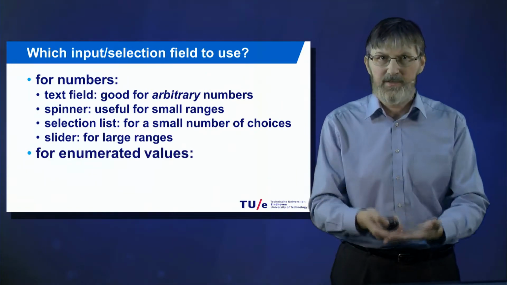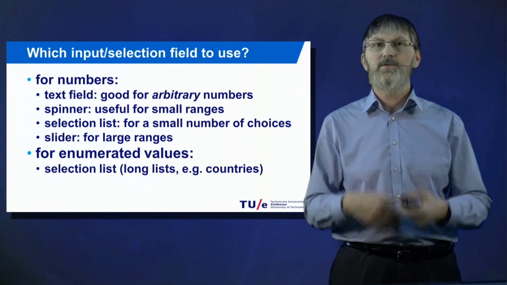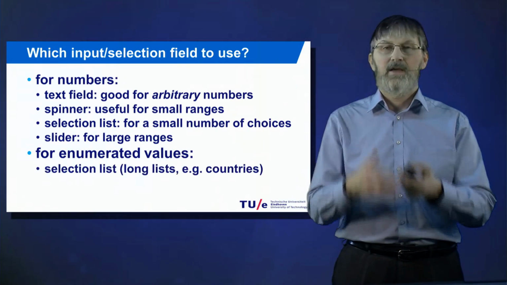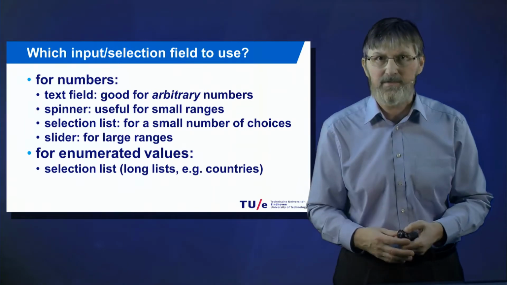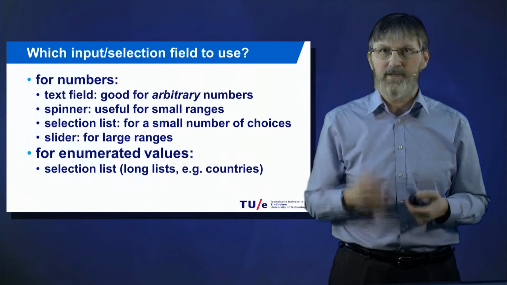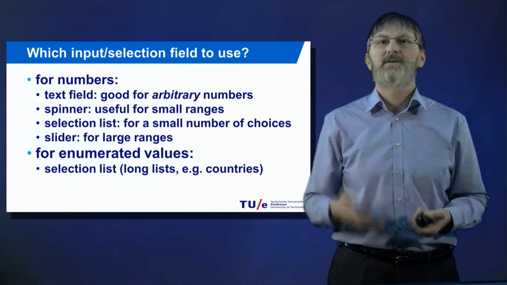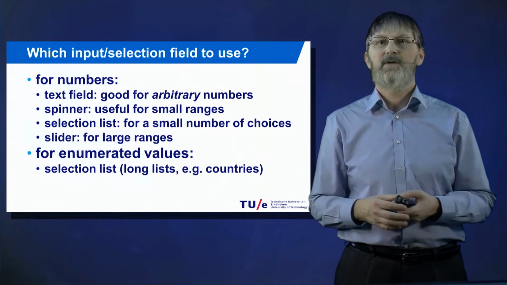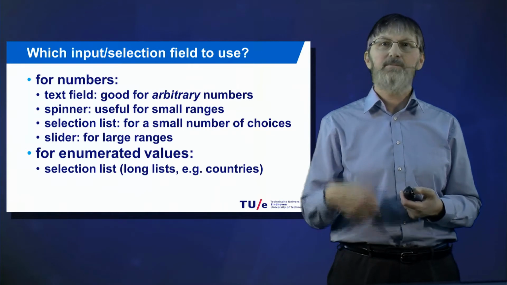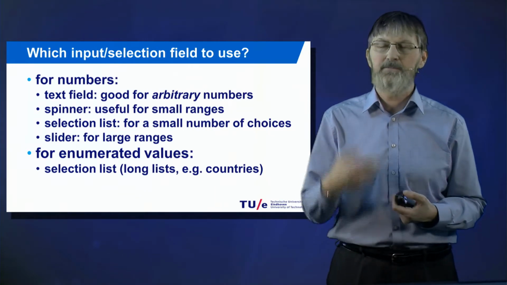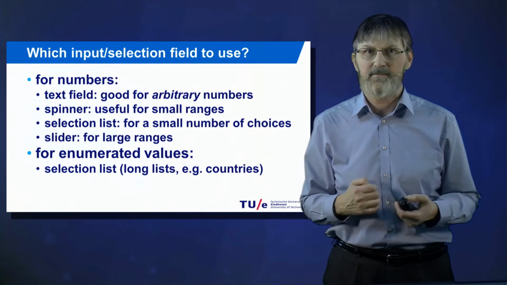If you are dealing with enumerated values, right, you can use a selection list, and this is an interface element that is, for instance, used a lot for a list of countries. There are many countries in the world, right? So you use a selection list to show all of them and let the user select one and have keyboard shortcuts to, for instance, jump to the part of the list with the countries starting with a given letter.